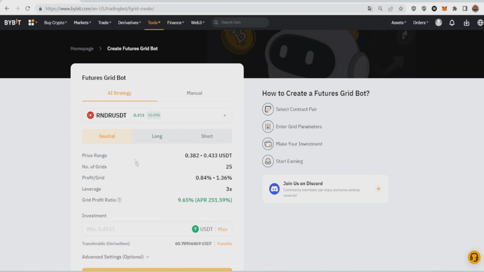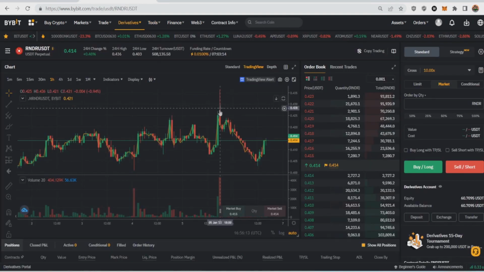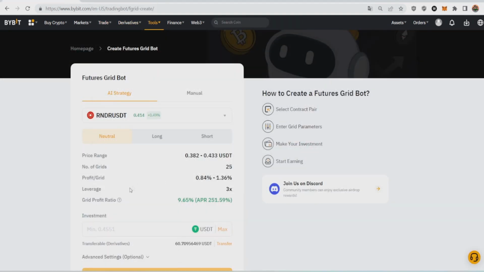Because currently it's at 0.41, but let's say that Render goes up really hard to like 0.43 or 0.44, then this bot won't do anything anymore because it will not buy outside the range. As it says already, based on a 14-day backtest, this strategy is suitable to run for 14 to 30 days. So this is what I didn't say in my previous video.